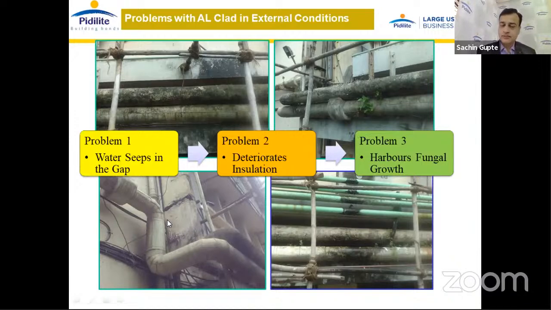The problem is that because of wear and tear, and because of the expansion and contraction of the building, which is also driven by weathering conditions, the metals also expand and contract. Gaps are created and water starts seeping in. Once the water seeps in, the insulation deteriorates and you have lost the insulation properties. The second problem is that there is a lot of fungal growth or even vegetation growth that you can see on aluminum cladding. That's problem number one.